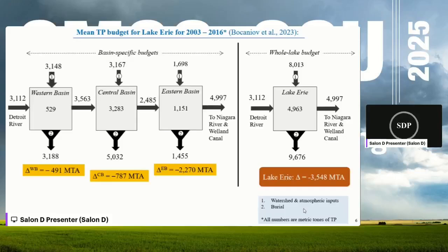The issue with that budget was that each basin shows some kind of deficit, so the outputs exceed the inputs. And for the whole lake, approximately 3,500 metric tons of additional loads are needed to balance all inputs with outputs.